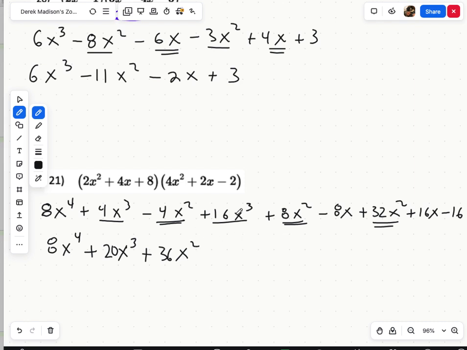And then for linear terms, I got a couple right there. So minus 8 plus 16 will put us at plus 8x. And then lastly, we'd have that minus 16 on the end. So that is basically what there is to multiplying with polynomials.